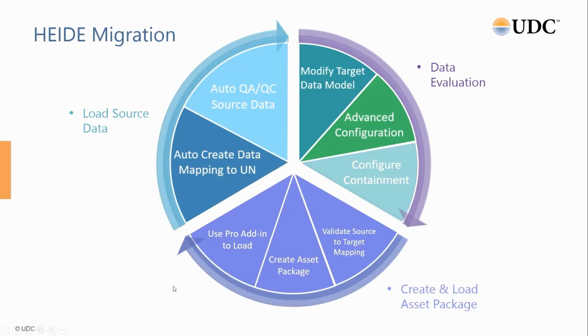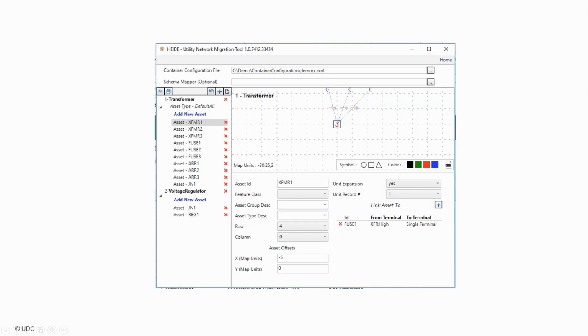The final advanced configuration is containment configuration. What this allows you to do is take those containers that are now available to you in utility network and create them before you migrate your data. It allows you to pre-configure them, including physical layout and association. So when you load your asset package, the data is already configured automatically. You can lay out each element, you can create multiple devices from a single banked feature, and it's an XML file, so it's really easy to share and load.